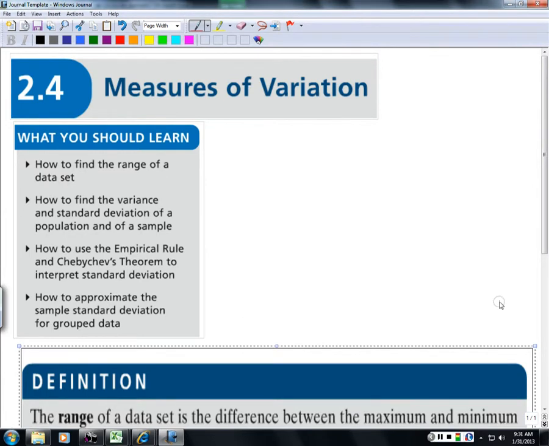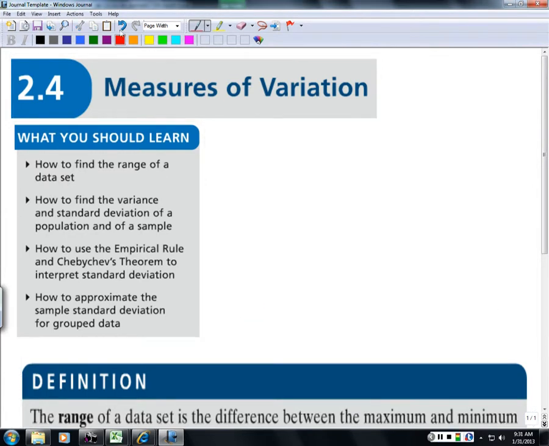Section 2.4 is going to deal with measures of variation. We're going to determine how to find the range of a data set. We're going to determine how to find the variance and standard deviation of a population and a sample. And we're going to learn how to use the empirical rule and Chebyshev's theorem to interpret standard deviation. And we're also going to talk about how to approximate the sample standard deviation for group data.